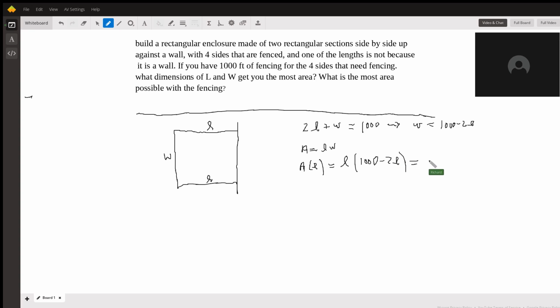Okay, so this is going to be negative 2L squared plus 1,000L. And you should recognize this as a parabola. It's opening down because the leading coefficient is negative, and it's going to start at 0, 0. If we don't buy any fencing, we're not going to have any area.